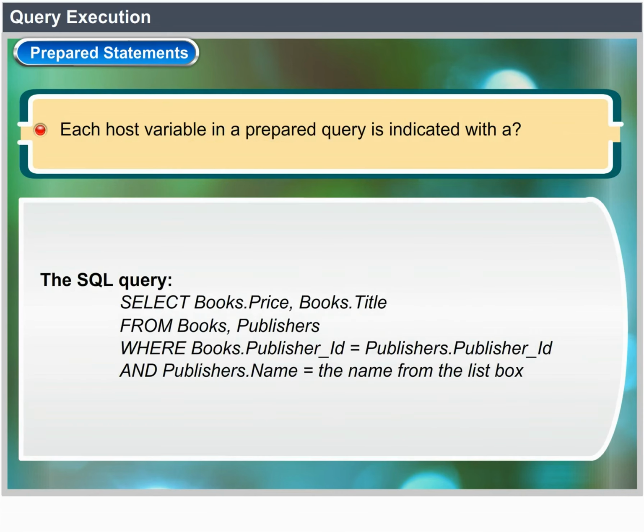SQL query: SELECT Books.Price, Books.Title FROM Books, Publishers WHERE Books.Publisher_Id = Publishers.Publisher_Id AND Publishers.Name = the name from the list box.